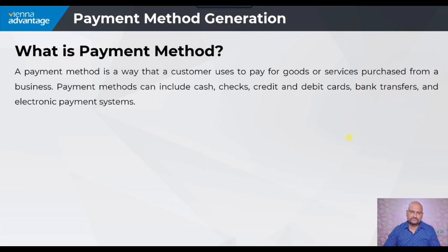The common payment methods are basically cash, checks, demand drafts, credit and debit cards, bank transfer, electronic transfers, and so on. So there are many types of payment methods available nowadays. These payment methods can be configured within the VA system. Let's move on to the system and see how we can configure the various payment methods in the system. So let's move on into the system.